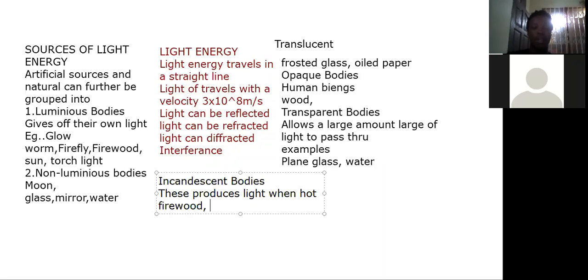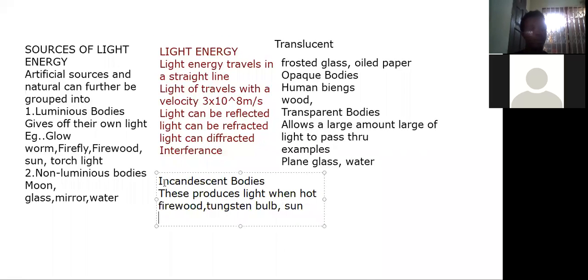Firewood. Who can give me another example? Tungsten bulbs and the rest. We can also talk about the sun. The sun also produces light when hot. We can also talk about filament lamps and the rest. The bulbs you have been using, they all produce light when they are hot.